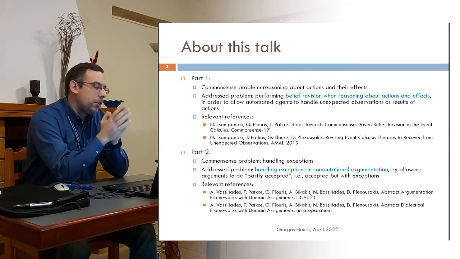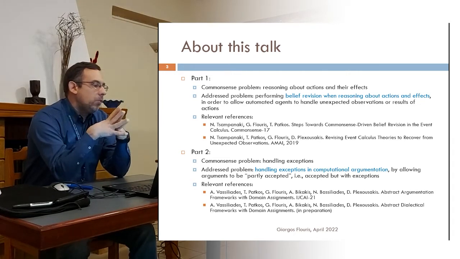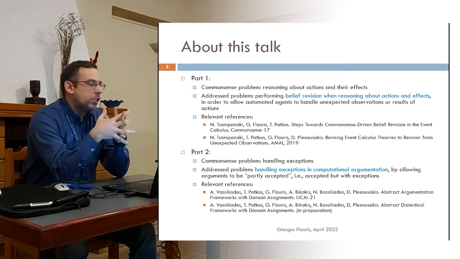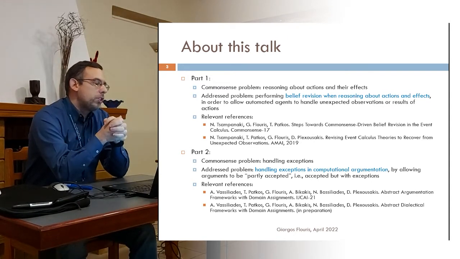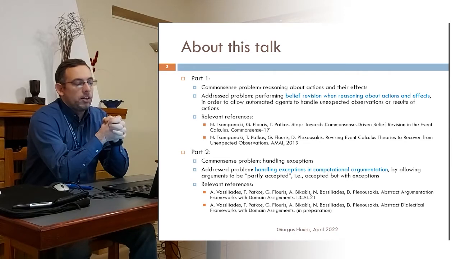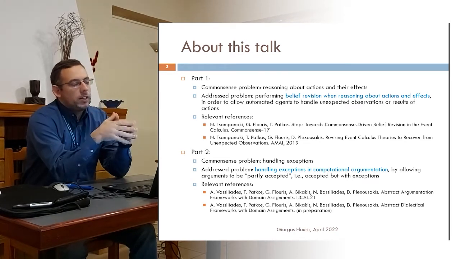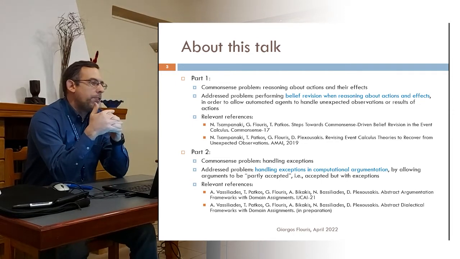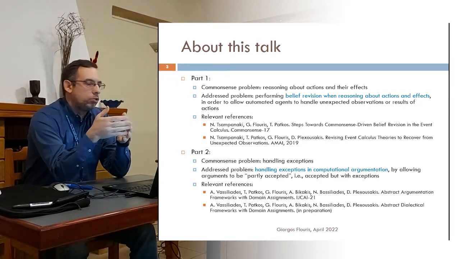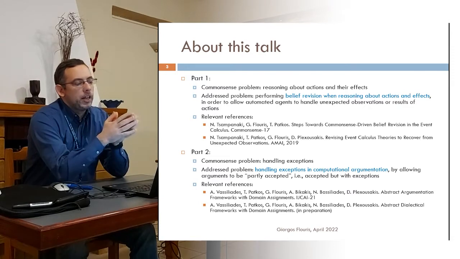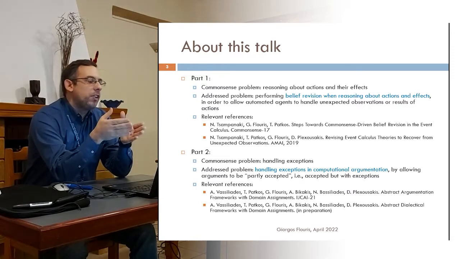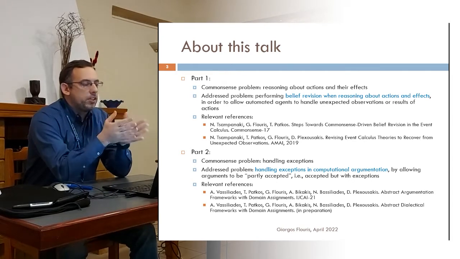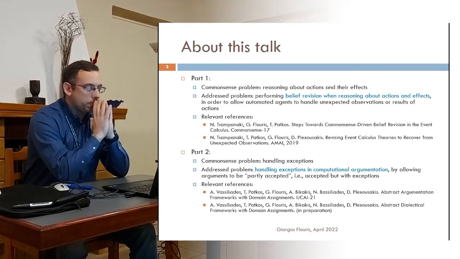The first part will deal with belief revision mostly. The common sense problem related to this part of the talk is being able to reason about actions and their effects. And the problem we will address in this context is how to perform belief revision when reasoning about actions and effects, how to allow automated agents to handle unexpected observations when these happen. And there are 2 references that describe this work.